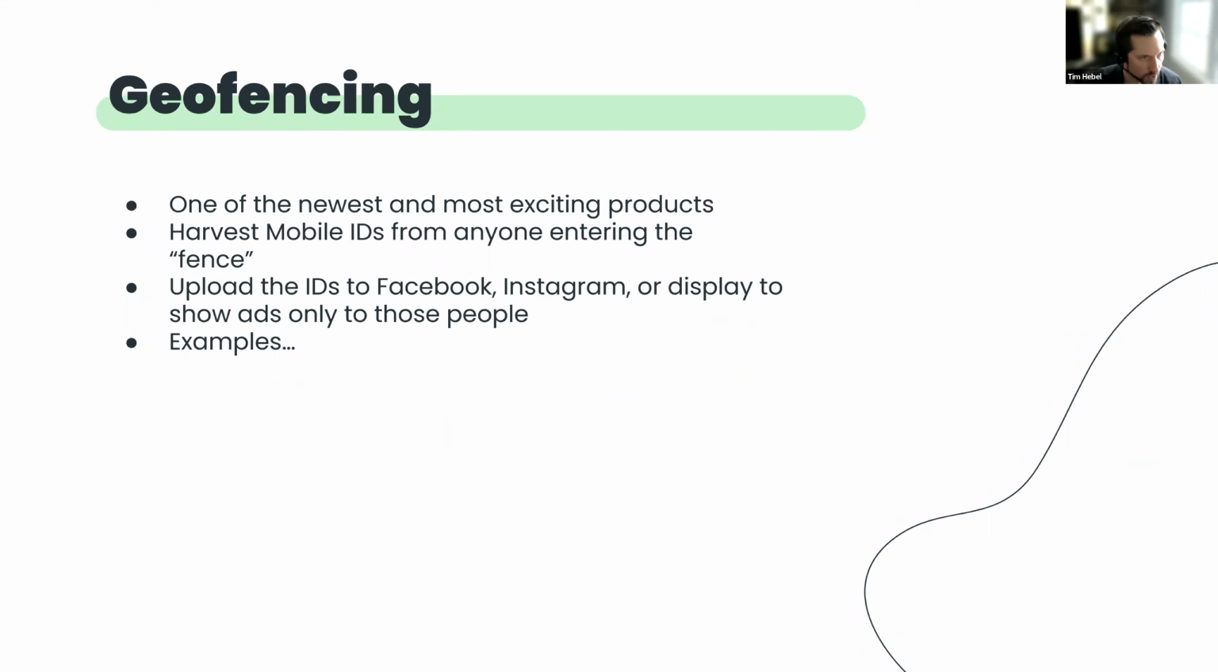Geofencing is one of the new and exciting products. It gets a bit creepy, but essentially we can use software to draw actual lines around places on a geographic map. And anyone that enters that geofence, you can harvest what's called a mobile ID from the device, and then you can upload those mobile IDs to Facebook and Instagram. Right now, those are the only 2 major platforms that support it. And then you can show those people ads. So if there's a place where your target definitely congregates, geofencing can be incredibly powerful.